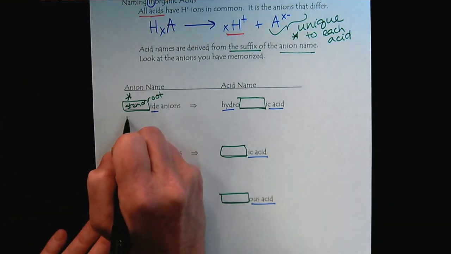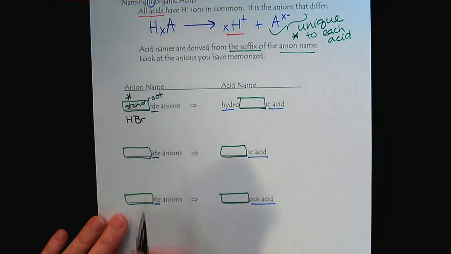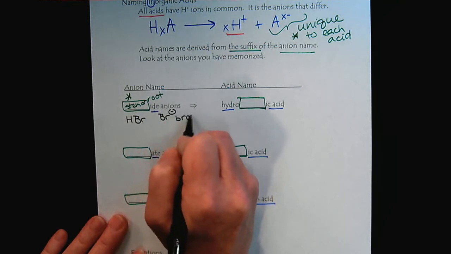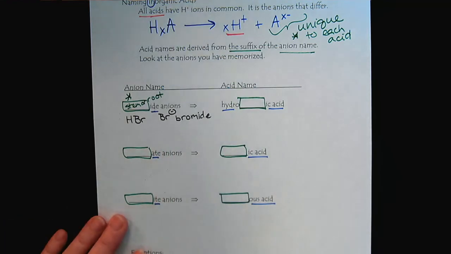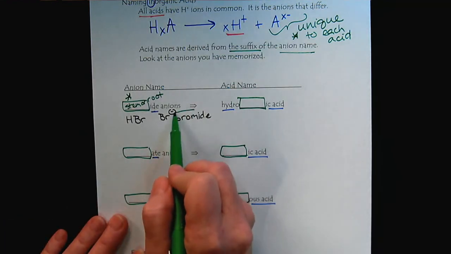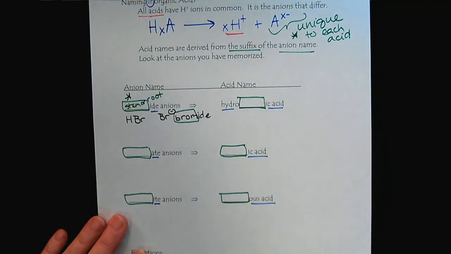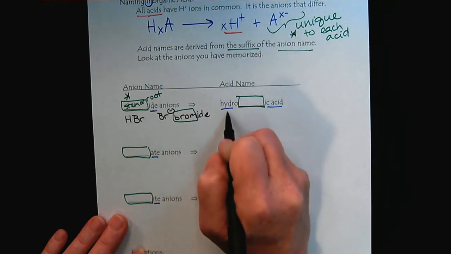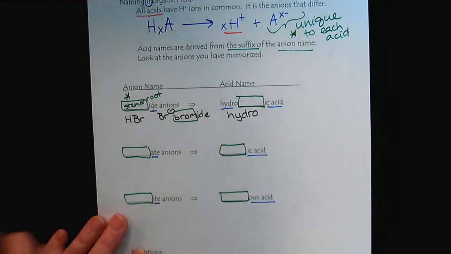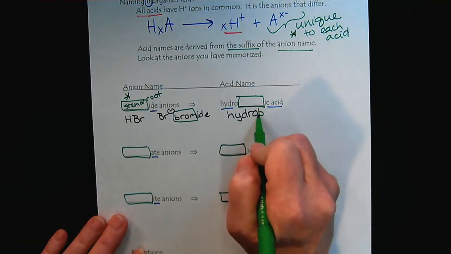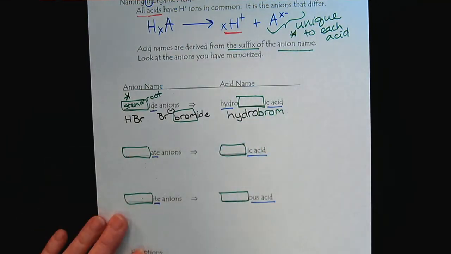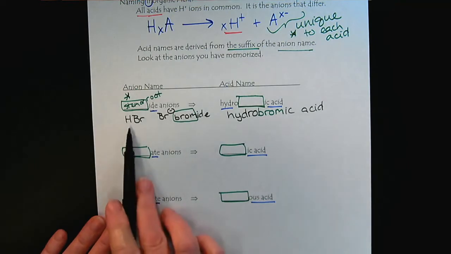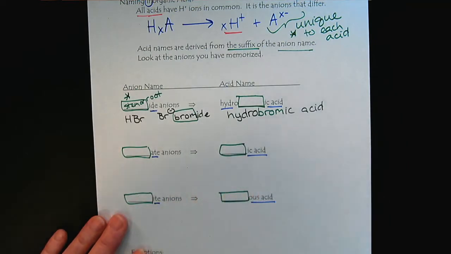For example, if we have HBr, we recognize that our anion is bromide. Everything in front of "ide" is the stem. When we write this name, because of the "ide," we know it begins with hydro. Then we bring in our stem, brom. And then we're back to the generic part of the name, so HBr is hydrobromic acid.